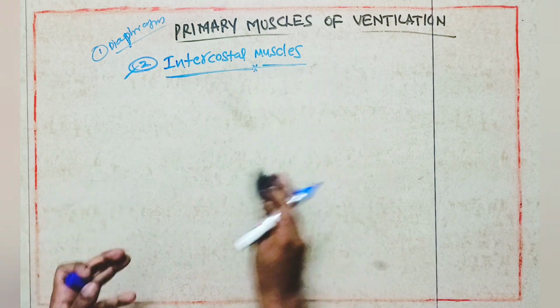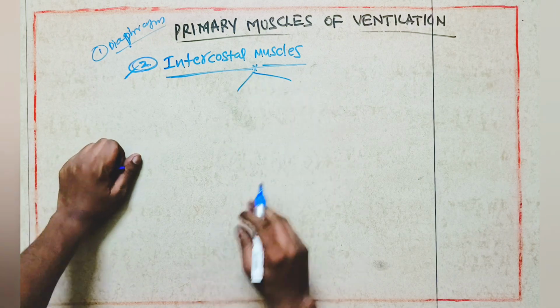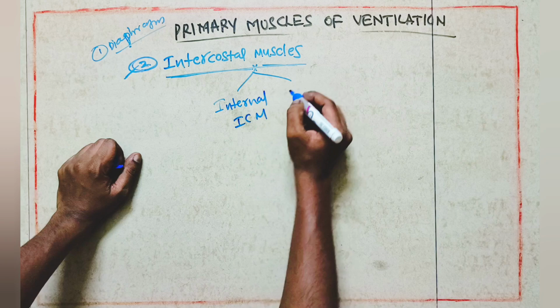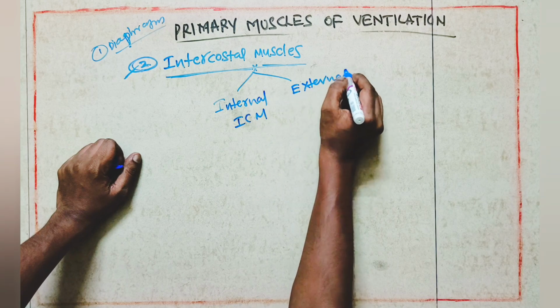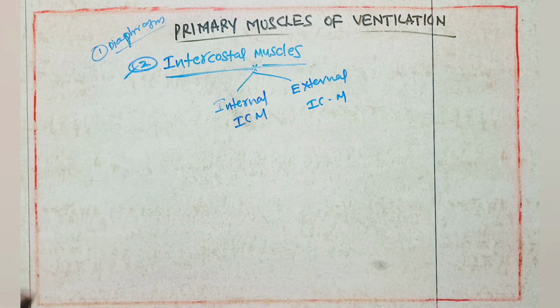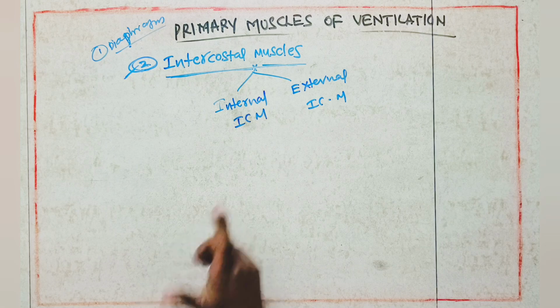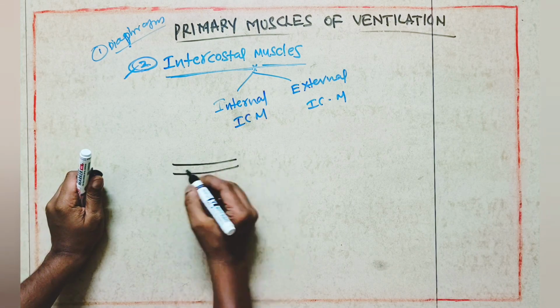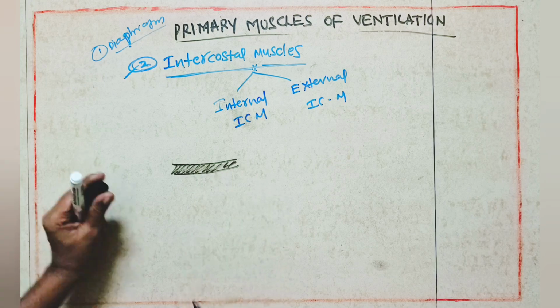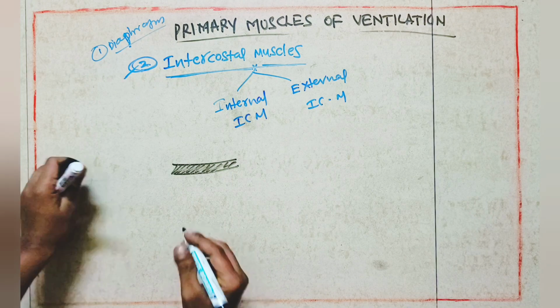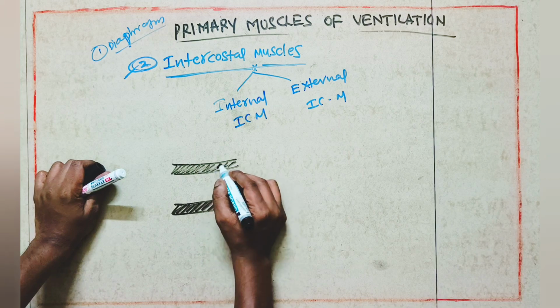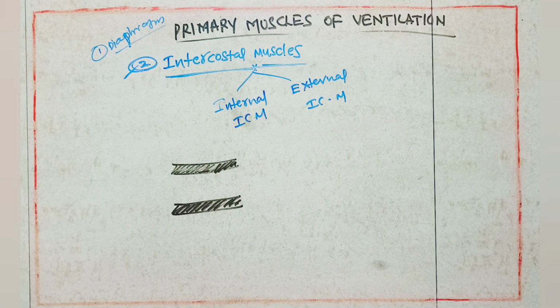Here we have two intercostal muscles: the internal intercostal muscle and the external intercostal muscle. Suppose we take the internal intercostal muscle, how will it be? Suppose this is one rib. Imagine this is one rib, and downward we have one more rib. So just imagine the internal intercostal muscles.